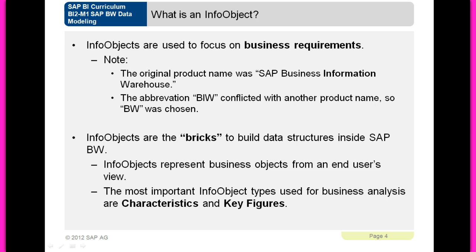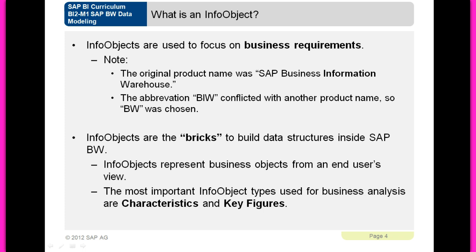Info objects are used to focus on business requirements. You can also think of info objects as the bricks to build data structures inside SAP Business Information Warehouse. Also, info objects represent business objects from an end user's view. What are objects? Objects are anything about which you will store data. Info objects are basically business objects which are used for storing data.